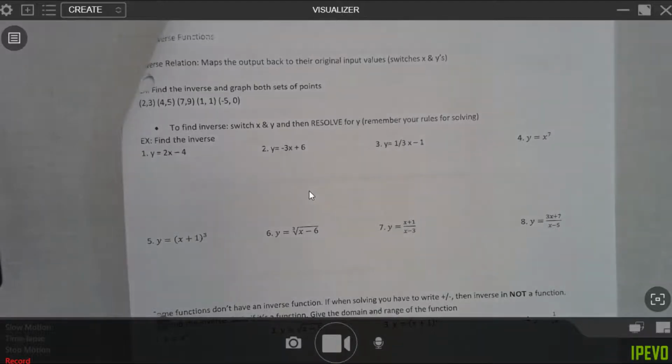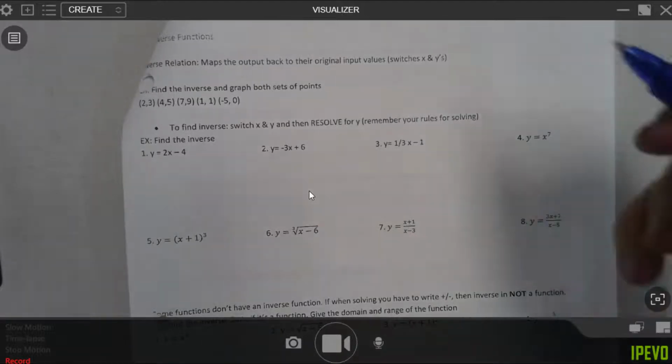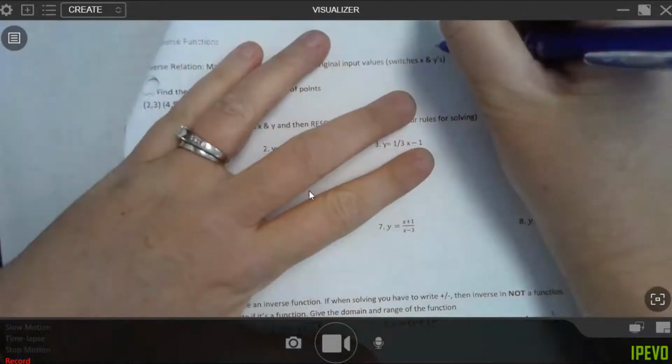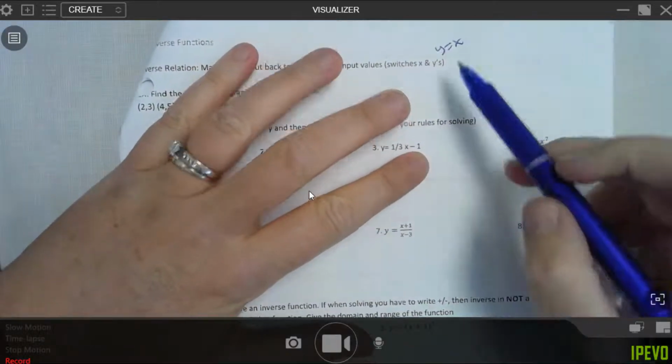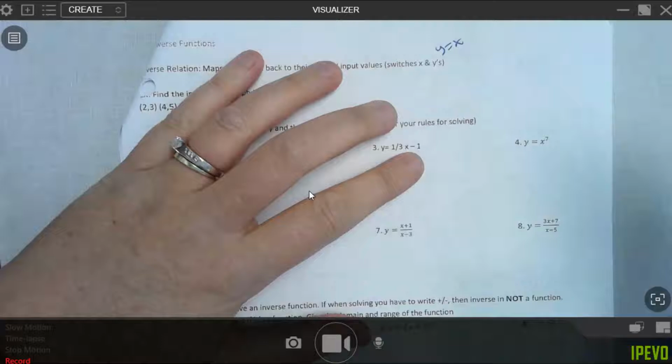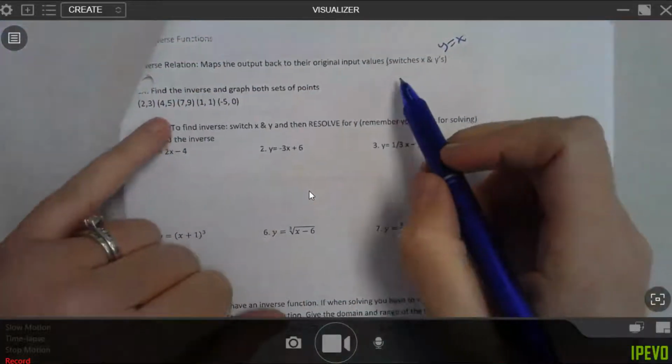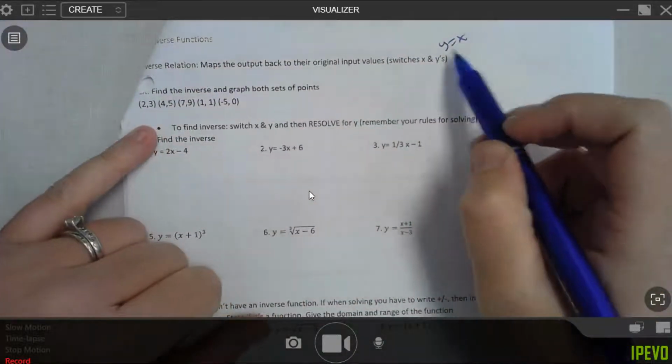All right, an inverse function is actually a reflection over the line y equals x. So if you graphed the line y equals x, it should look like a mirror image over that. So what it really does is switch your x and y, since that's what you're flipping over.